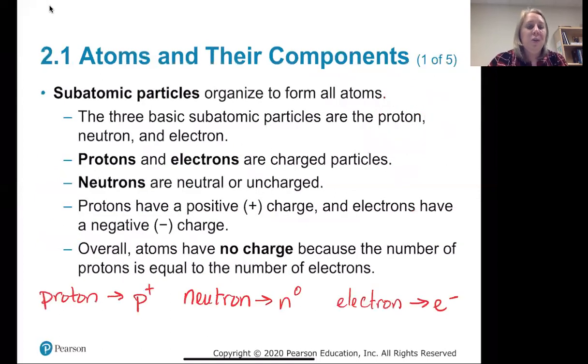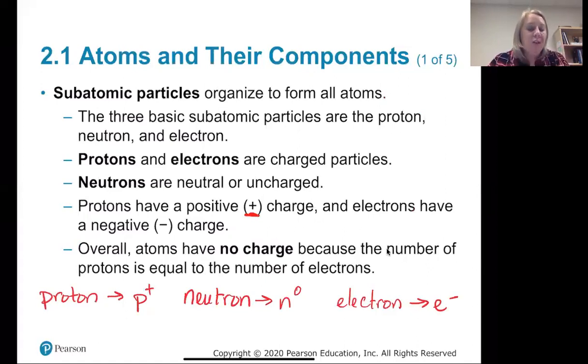So you have to know about atoms and their components. Our subatomic particles, we have our basic three: protons, electrons, and neutrons. Protons have a positive charge, and so we abbreviate them with a P and a little plus sign. Then you have neutrons, which are neutral, so we write an N and a 0 for no charge. And electrons are negatively charged. They have a -1 charge.